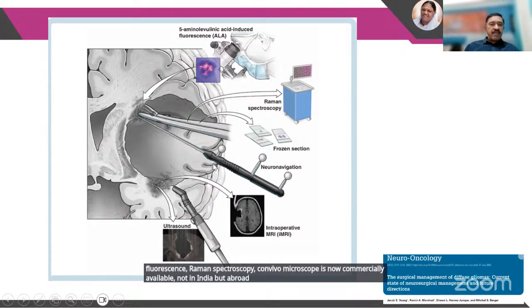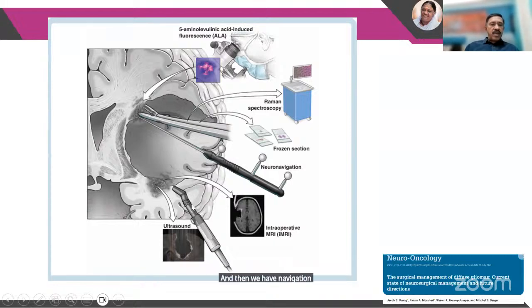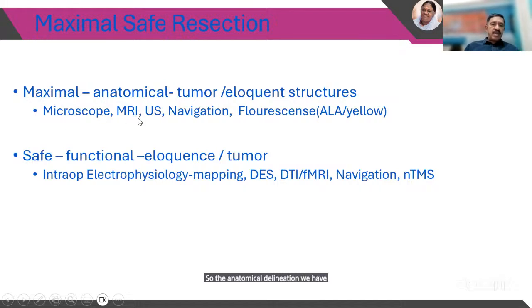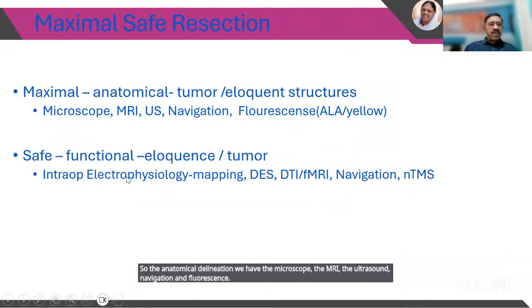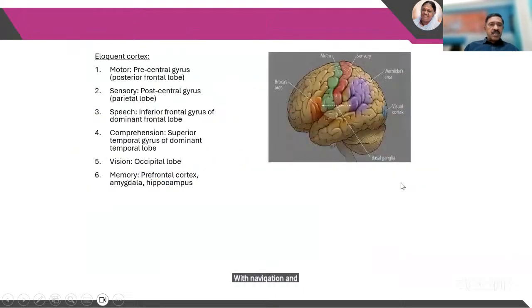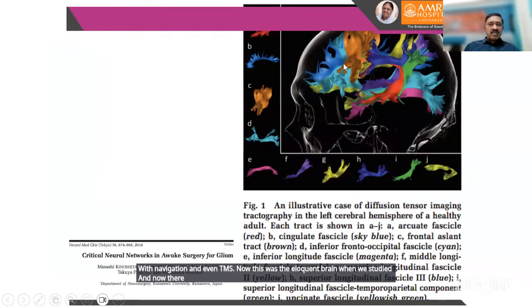And then we have navigation, we have intraoperative ultrasound, and we have intraop MR. So for anatomical delineation, we have the microscope, the MRI, the ultrasound, navigation, and fluorescence. For functional mapping, we have intraop electrophysiology with DTI and functional MRI with navigation and even TMS. Now, this was the eloquent brain when we studied, and now there are too many eloquent structures in the brain, which Dr. Abida has beautifully demonstrated with all her dissection techniques.